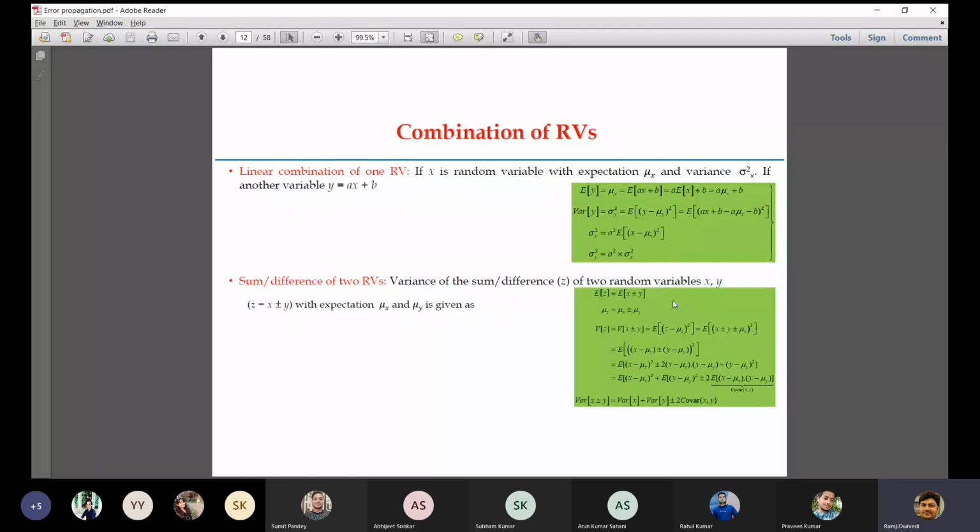Then you know the formula, expectation of a plus b is expectation of a plus expectation of b. So here you write expectation of ax plus b as expectation of ax plus expectation of b. Now b is a constant, so it will come out as it is, but the expectation of ax becomes a times expectation of x, which is known as mu x. So y equal to ax plus b gives mu y as a mu x plus b.